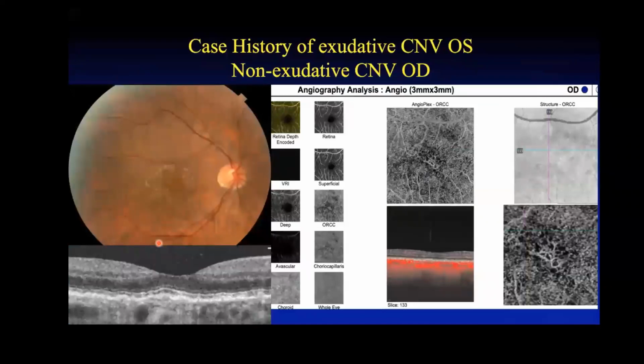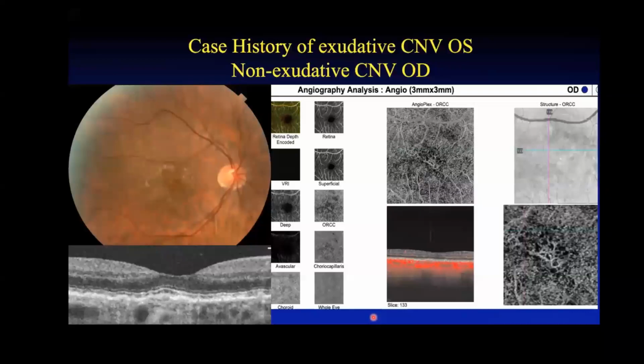Here's another case. This is a patient who had a history of exudative choroidal neovascularization in her left eye, and her left eye had been treated with anti-VEGF therapy. And I just wanted to show you her right eye, because if we look at the color fundus photograph, it looks like she has intermediate macular degeneration. She has some small drusen. She has some pigmentation changes. There's no sign of hemorrhage or exudate.